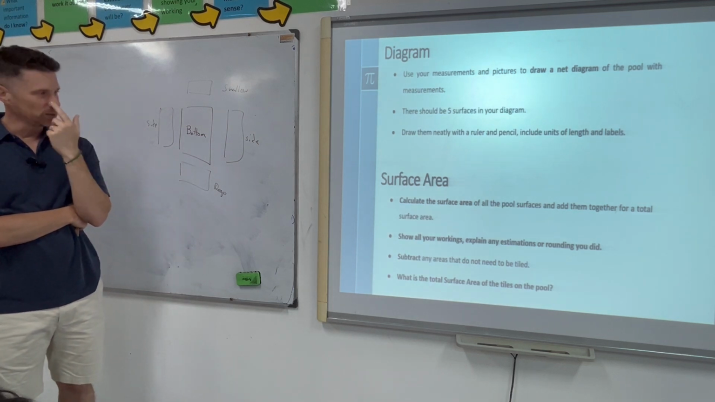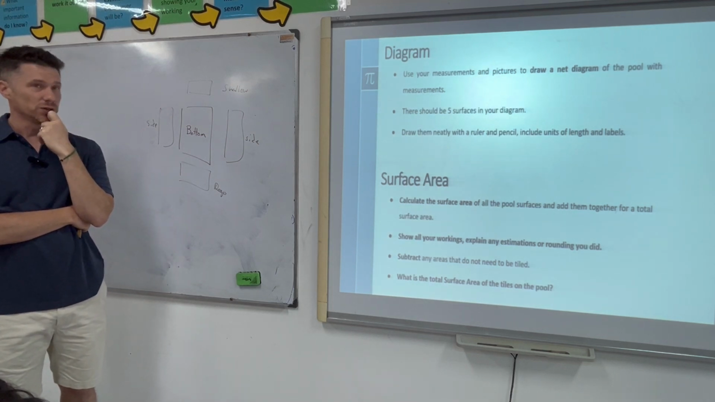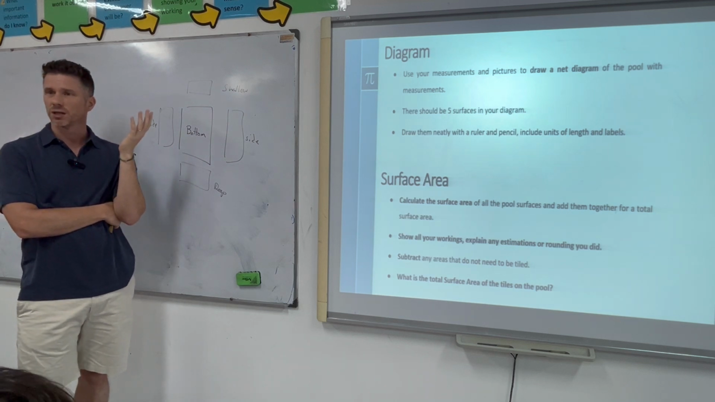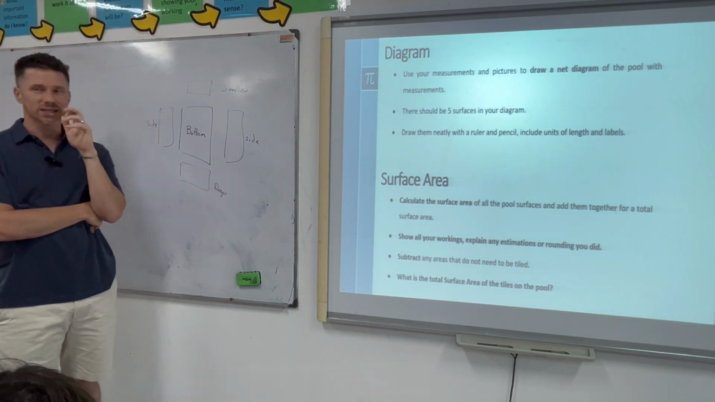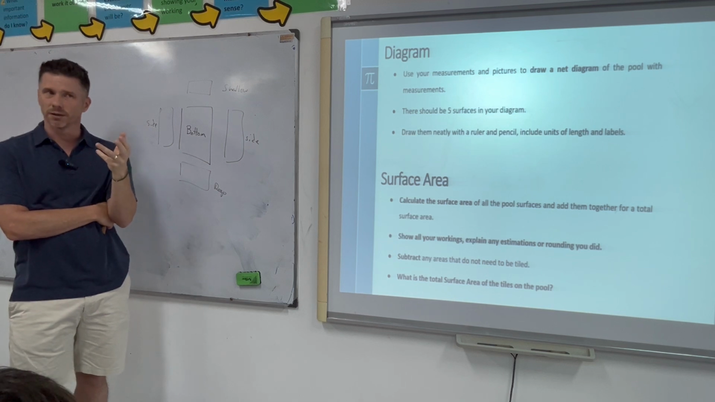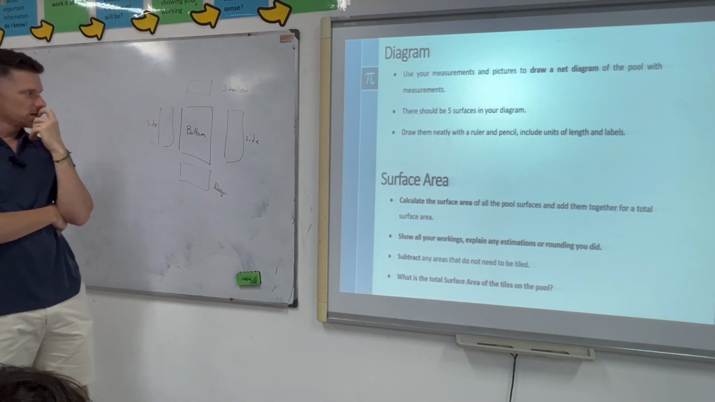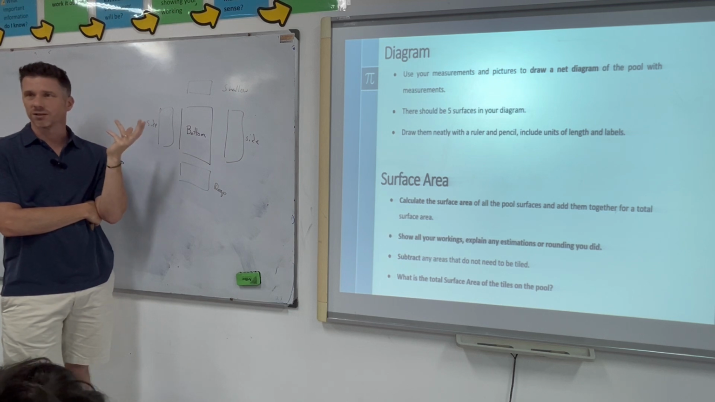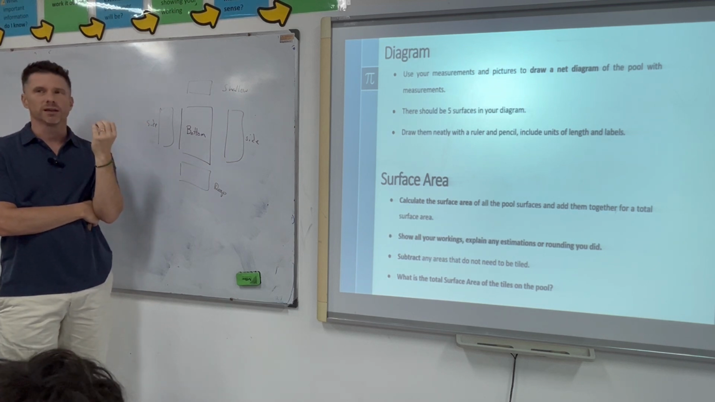The second thing you need to do is calculate the surface area of the pool. So that's the area of the pool as if there's no tiles on it yet and you just want to calculate the surface area. So you're going to do that the same way you did the room last week. Just split it up into different sections. So rectangles are good. You may need a triangle for this one.